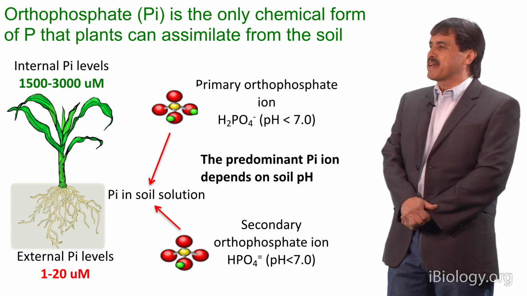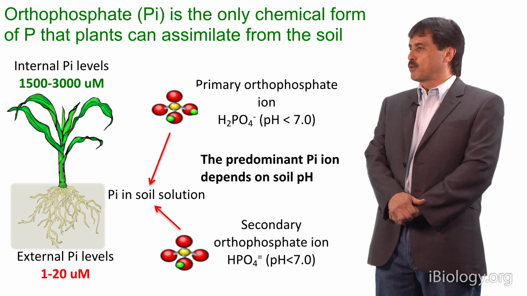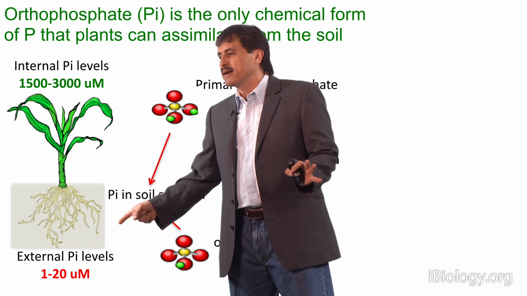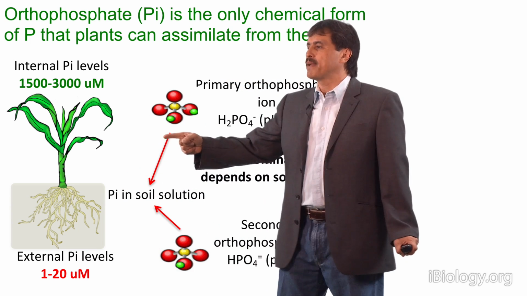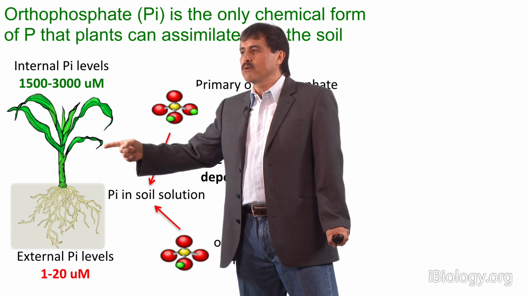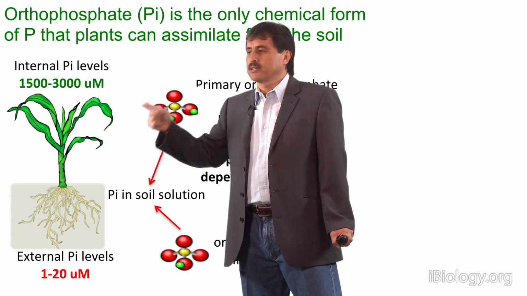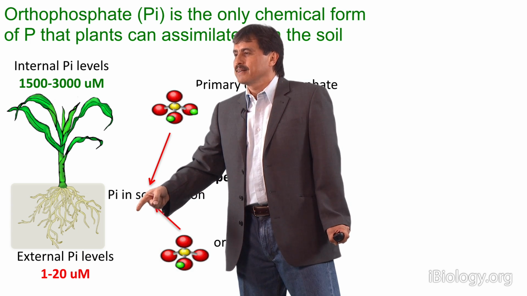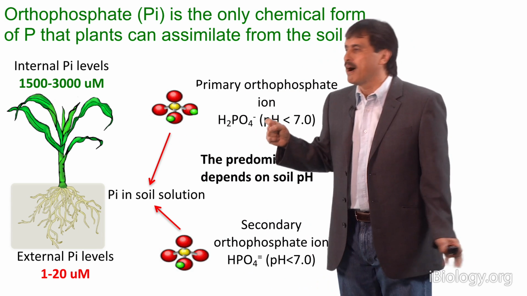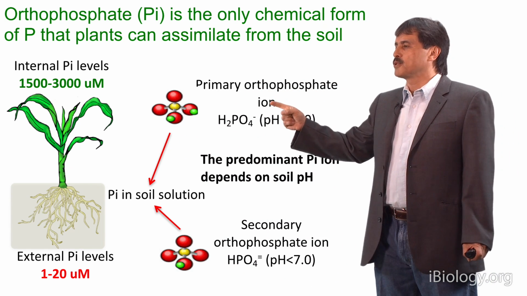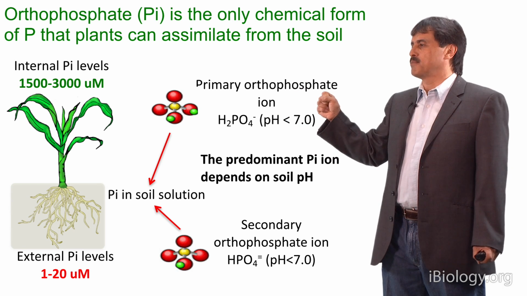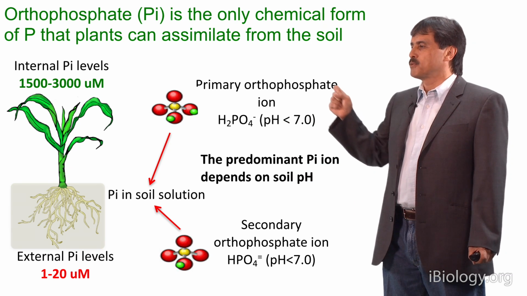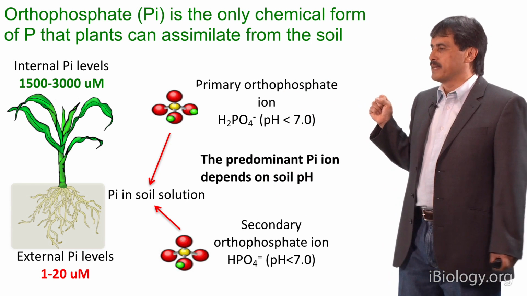Phosphate is the only chemical form of phosphorus that plants can assimilate from the soil. So in the soil, we have very low levels of phosphate, between 1 and 20 micromolar. And inside the plant, we have concentrations that range between 1,000 and 3,000 micromolar. So the plant must take up phosphate from the soil, increasing the concentration about 100 or 1,000 times. So orthophosphate is the only molecule that plants can assimilate. There are 2 versions of orthophosphate, which are predominant depending on the soil pH.